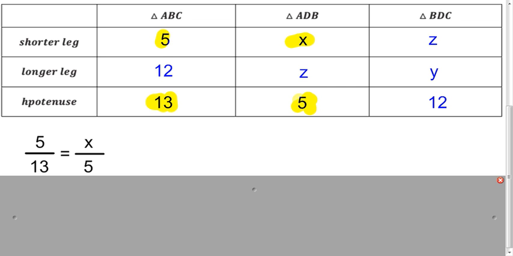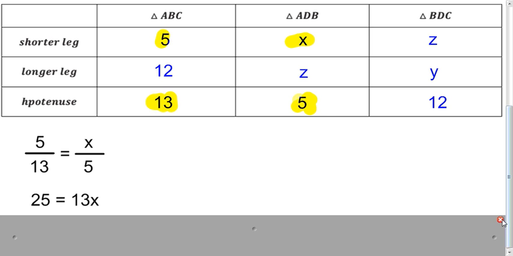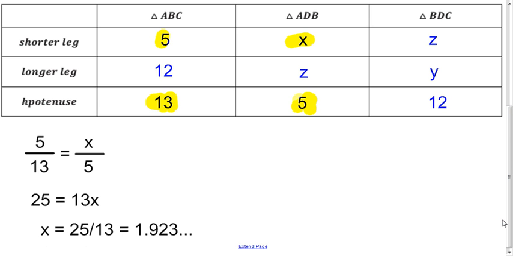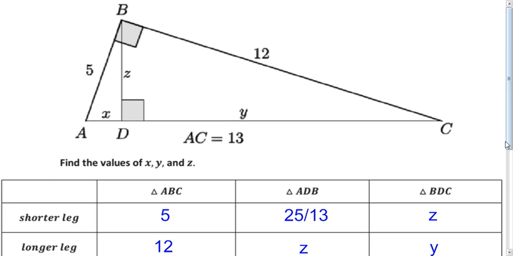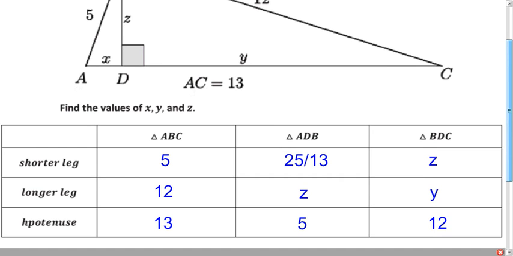And then we apply the cross product, and we divide by 13, and you get 25/13. Now we can fill this information into our table. So here's my new table. It's filled in for X. Now we want to find Y. Same idea.